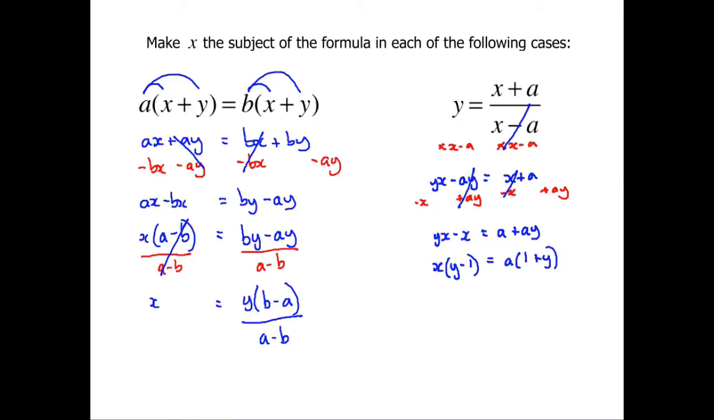Now what I need to do is remove the divide. Now all I need to do is to remove this bracket by division, so divide both sides by y minus 1. And when I do that, I get x equals a brackets 1 plus y over y minus 1.